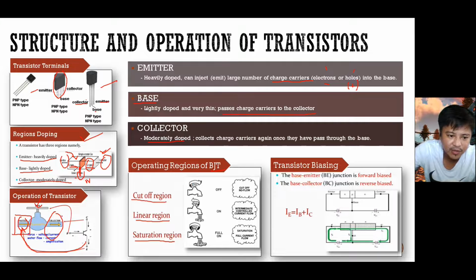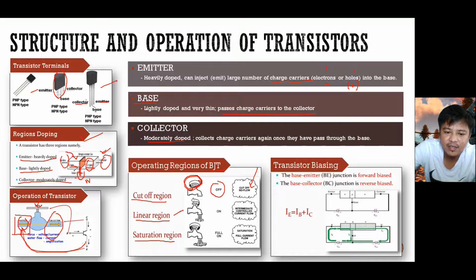So basically, since we are using the gripo as an analogy for this, if the gripo is fully closed, then it functions as off, and there will be no flow of current, or no flow ng tubig dun sa ano natin. So by output, there will be no current within the circuit.